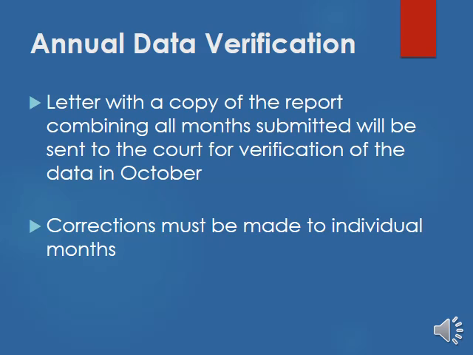So now that you have submitted and reviewed your reports, I want to go over what happens with the information. I mentioned earlier that the Judicial Information section publishes an annual report each year containing the court-reported information of over 2,600 courts. Prior to publishing that information, we want to provide the courts with an opportunity for a final review to make any corrections necessary. In October, we send a letter to the court with a copy of the report, combining all months submitted, and ask that the information be reviewed and corrected if necessary.